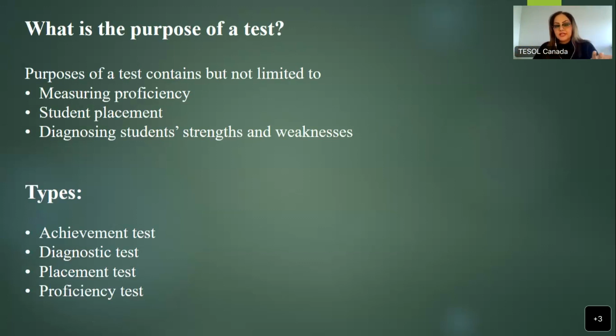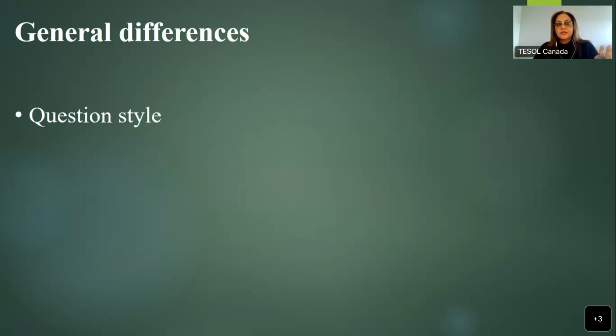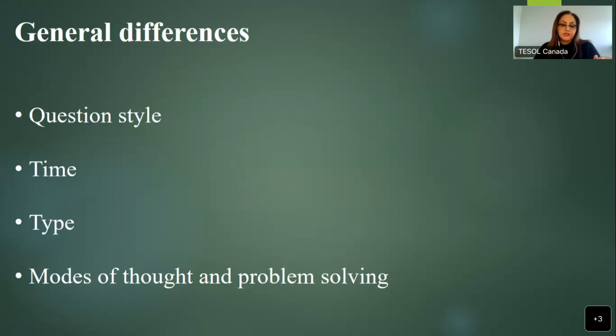So there are different tests, and the aim is different. The style of the questions is different, timing is different, and type of the questions are different. But all of them go for problem solving.